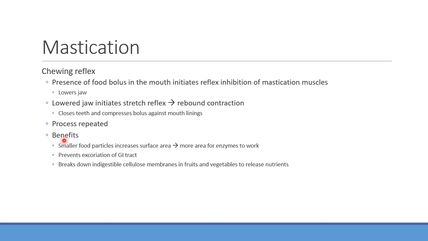Not only does that make it easier to swallow, what does that do to the surface area of the food? It increases it pretty significantly, and that allows for easier breakdown with enzymes, easier mixing, and easier absorption, right? So more surface area, more room for enzymes to work. It also prevents damage to the GI tract. And with more insoluble particles, you can break those down and start to release some of their nutrients. That can also be a useful product of mastication.